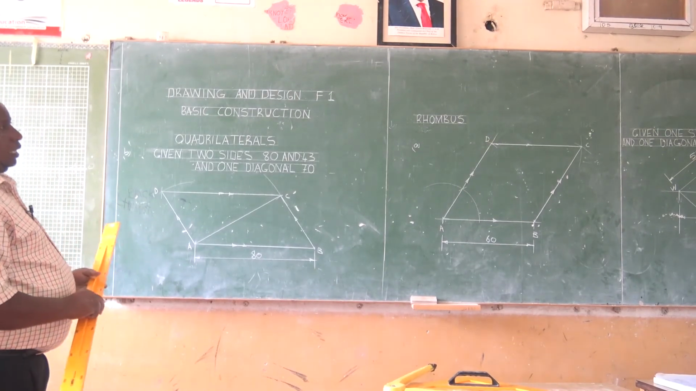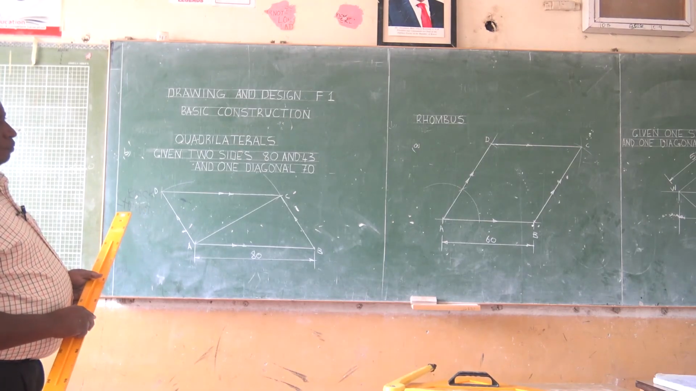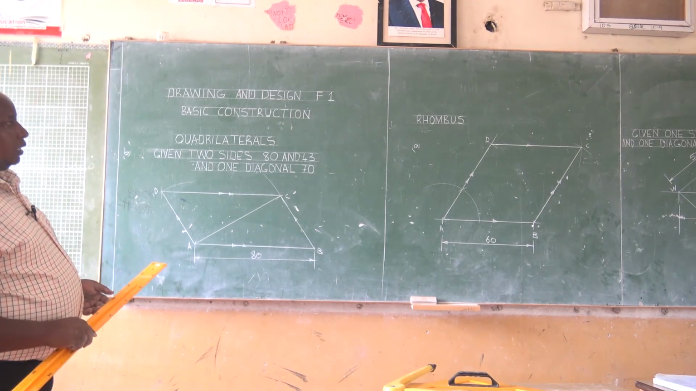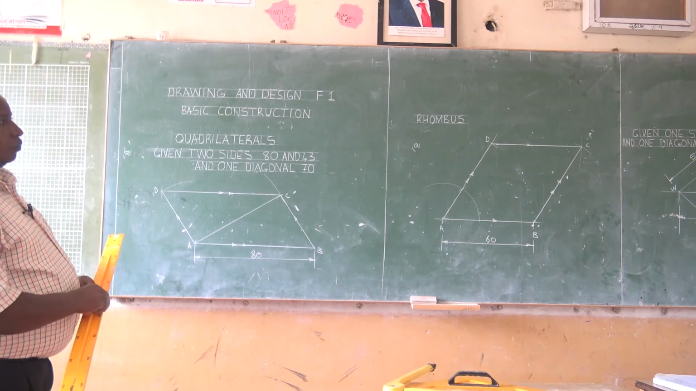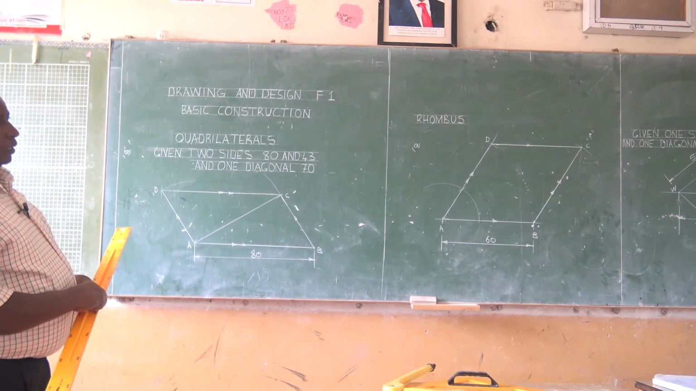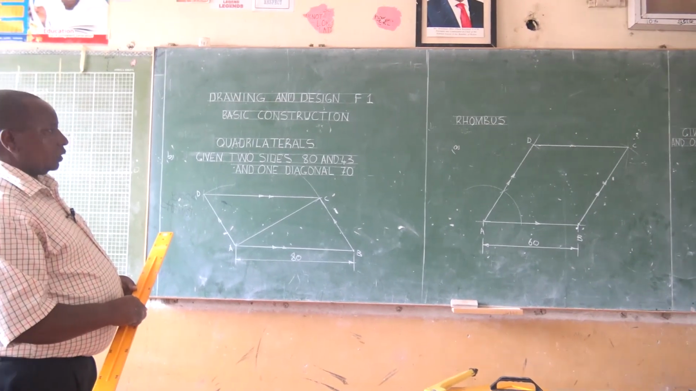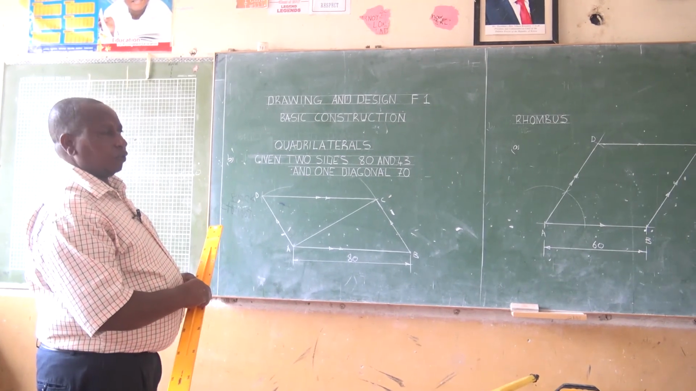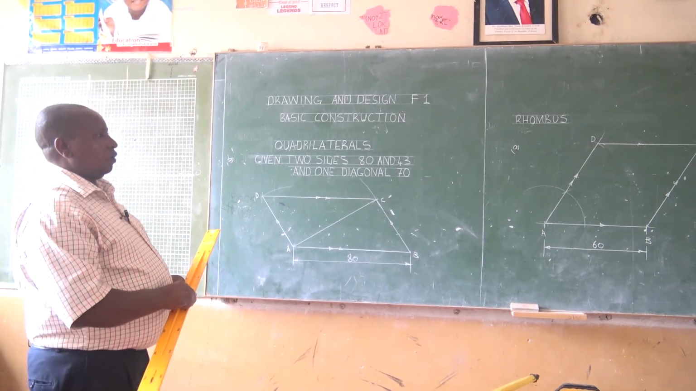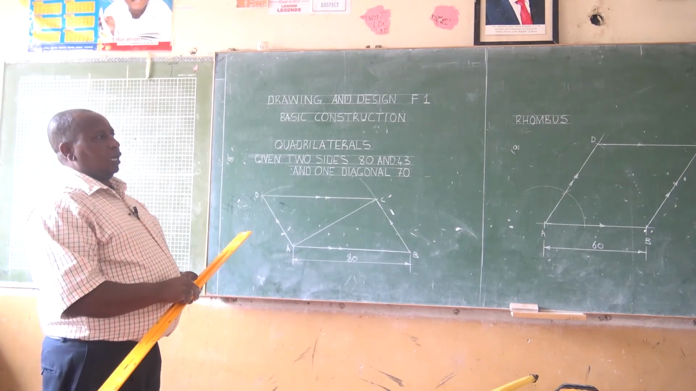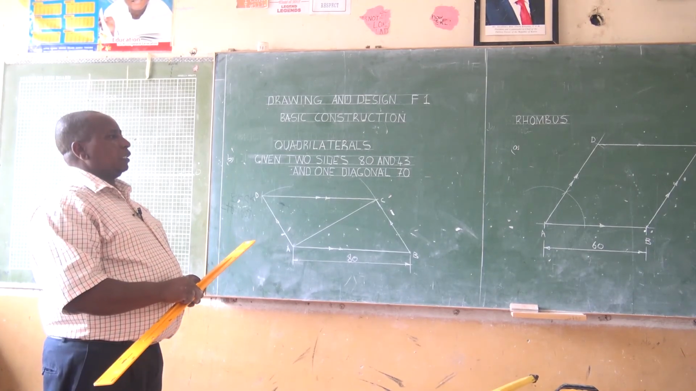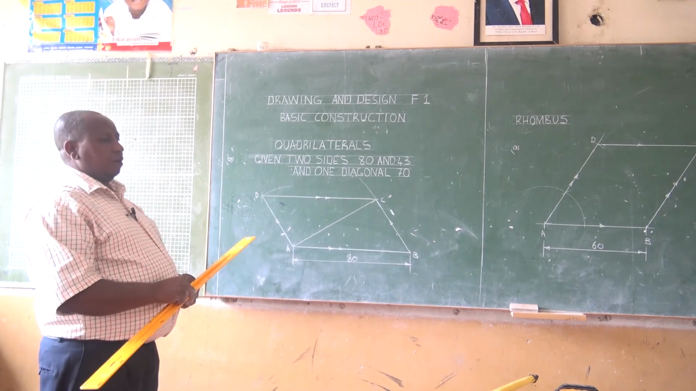So learners, once again we've been able to go through the quadrilaterals. In this lesson we have learned two methods of constructing a rhombus. We have also looked at the construction of a square and the construction of a rectangle given various conditions. And finally, we've been able to look at the rhombus, also called a parallelogram.